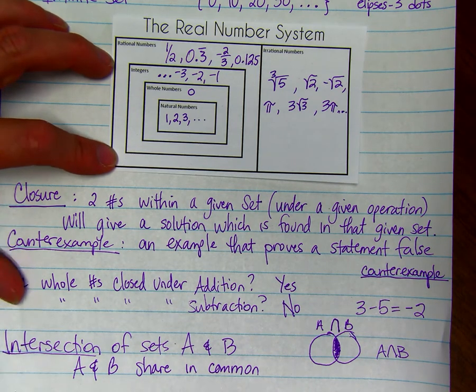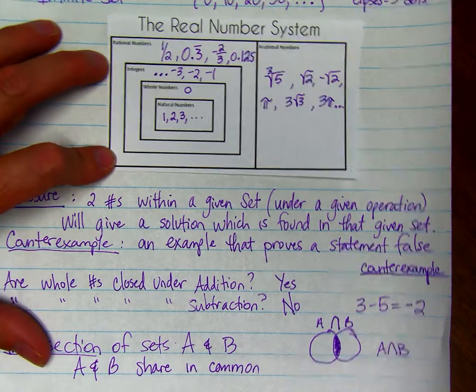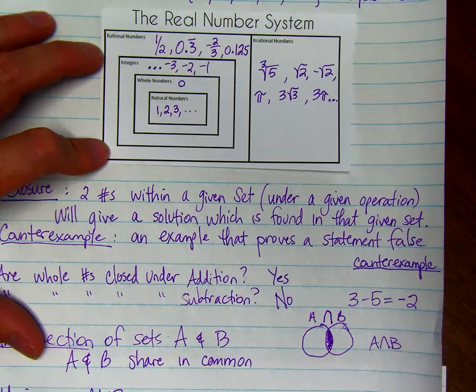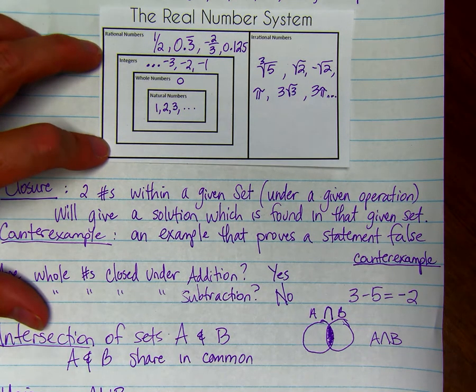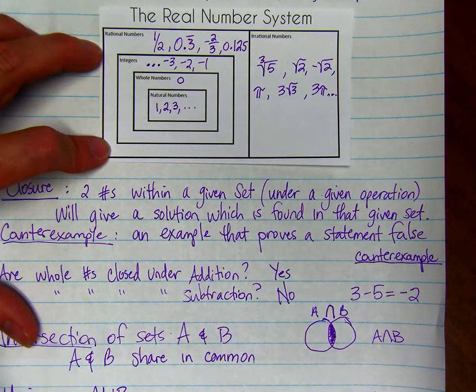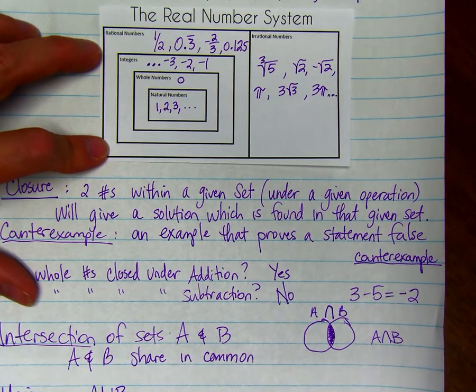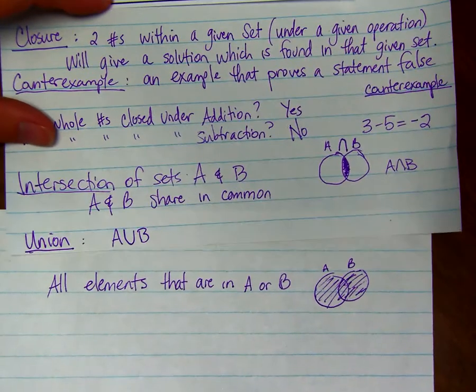that are in A or B. So here's our set A, here's our set B. It's all of these elements. Now the elements that they share in common, you don't have to write twice. Okay, we're going to do, oh goodness, I haven't scooted this up. There you go.